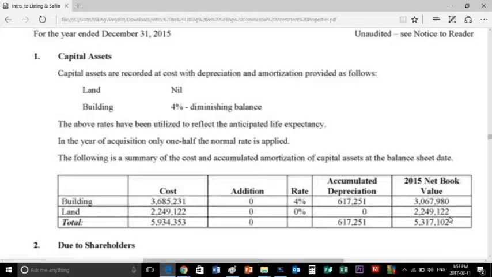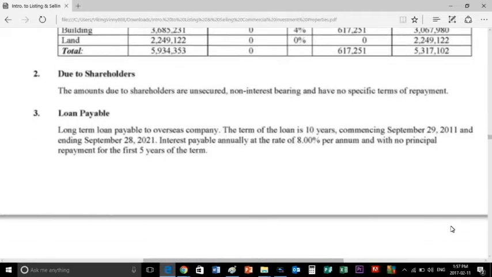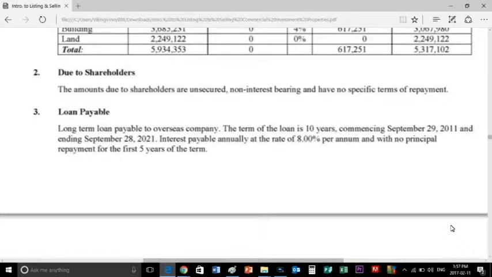All right. So 2, due to shareholders. That's another note. The amounts due to shareholders are unsecured, non-interest bearing, and have no specific terms of repayment. 3, loan payable. Long-term loan payable to overseas company. The term of the loan is 10 years, commencing September 29th, 2011, and ending September 28th, 2021. Interest payable annually at the rate of 8% per annum, and with no principal repayment for the first 5 years of the term.